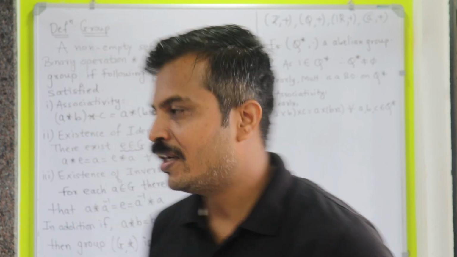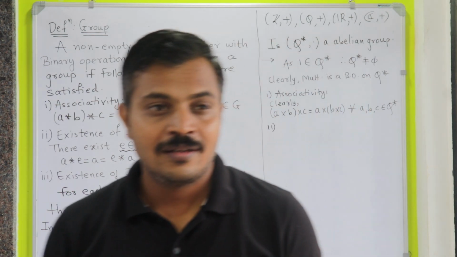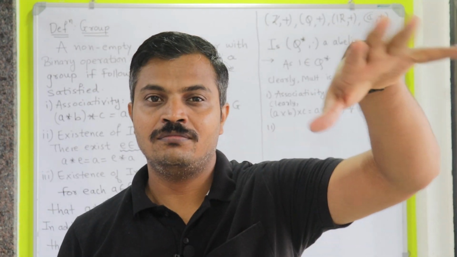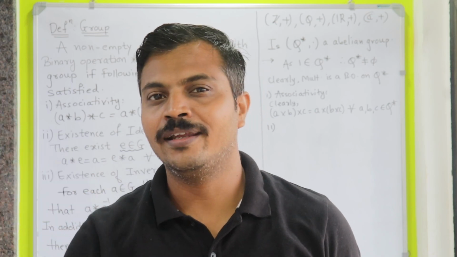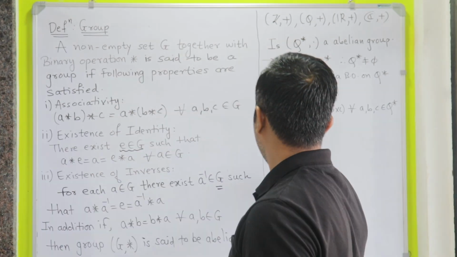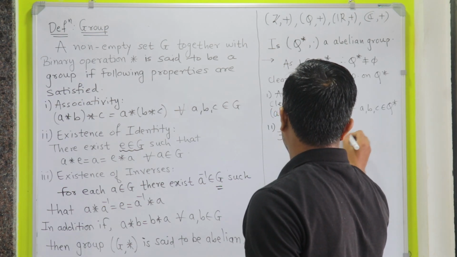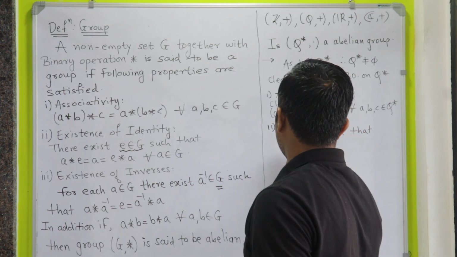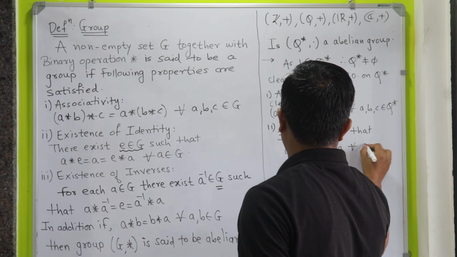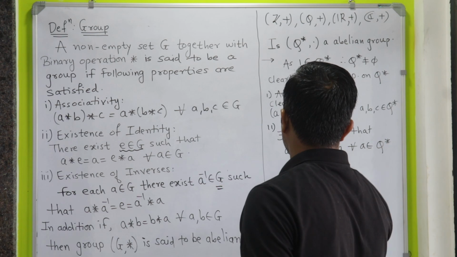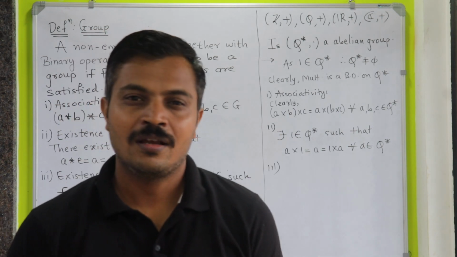Now moving towards the next one, existence of identity. As discussed in the last class, whenever we are having addition, the identity is 0. Whenever we have multiplication, the identity comes out to be 1. So I will say there exists 1 belongs to Q star such that A × 1 is A, which is 1 × A, for all A belongs to Q star. Thus, identity also exists.